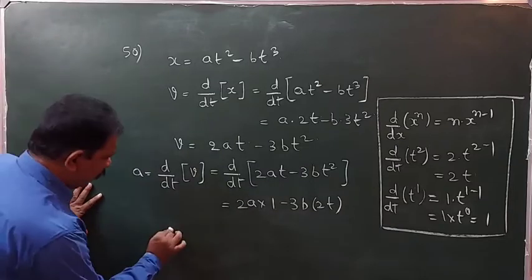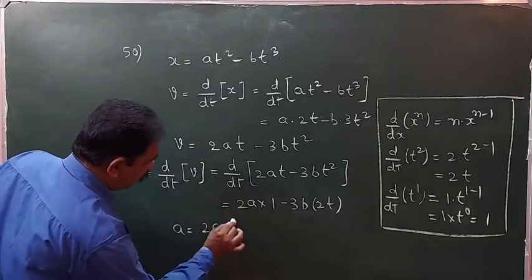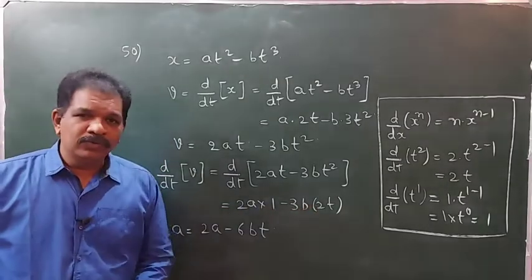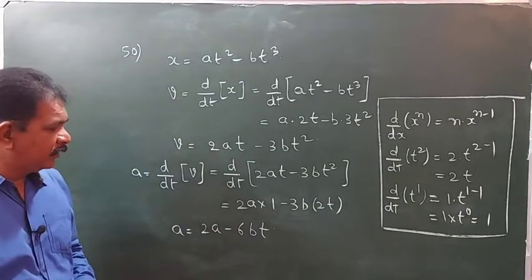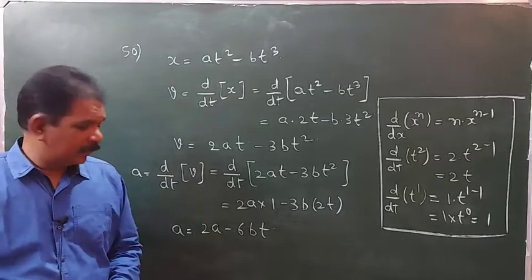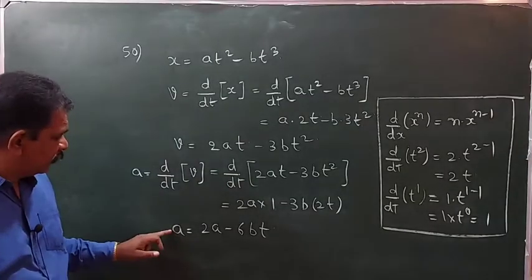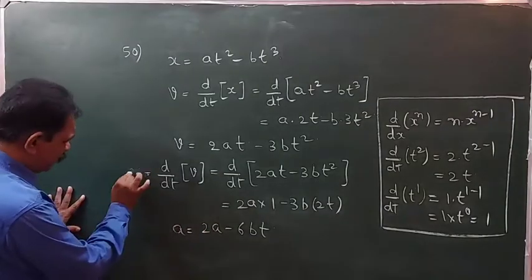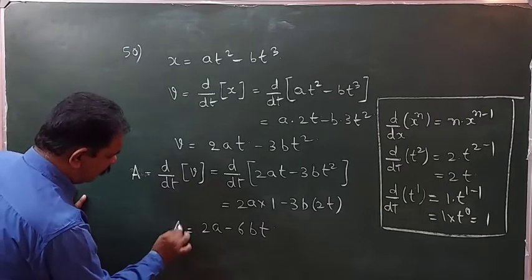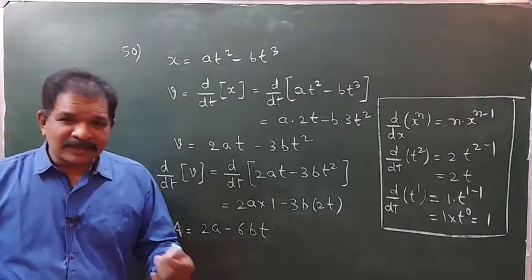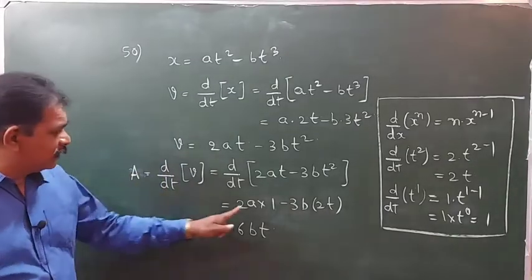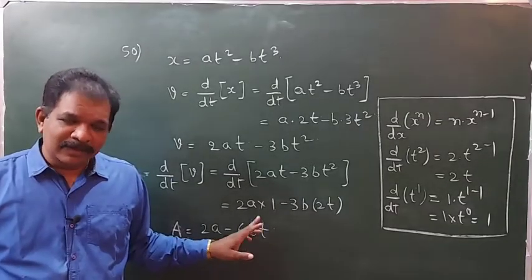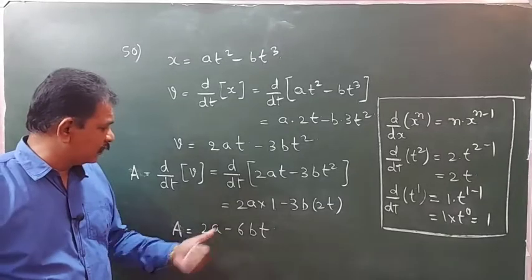So what are we getting? A is equal to 2a minus 6bt. 3 into 2 will be 6, so we get 6bt. Okay, this is acceleration. Again, this a will be there. You might be confused, so just for this question I am writing capital A as the acceleration symbol, because there is a chance of confusion for you. Only for this question, consider it as capital A, acceleration.